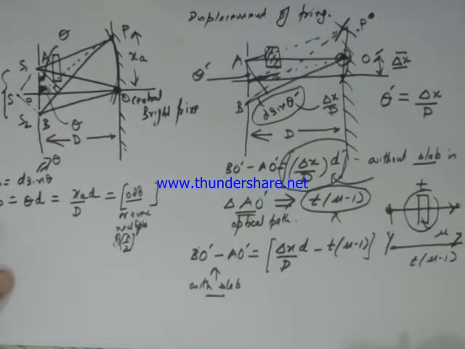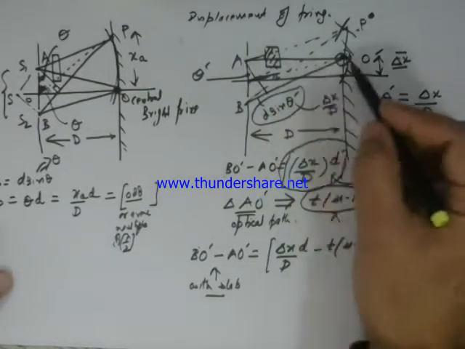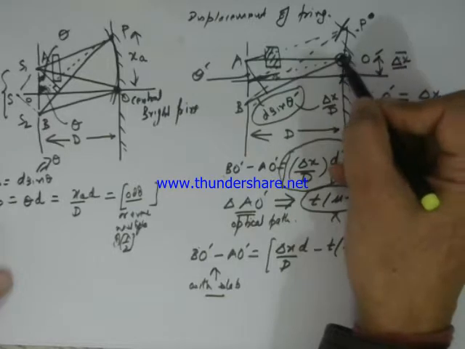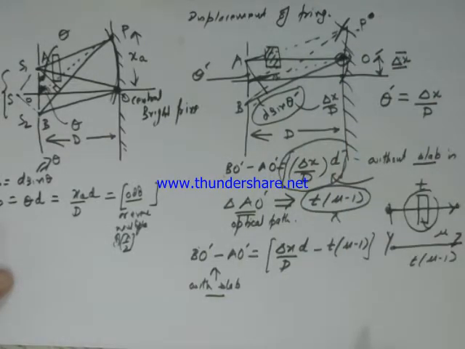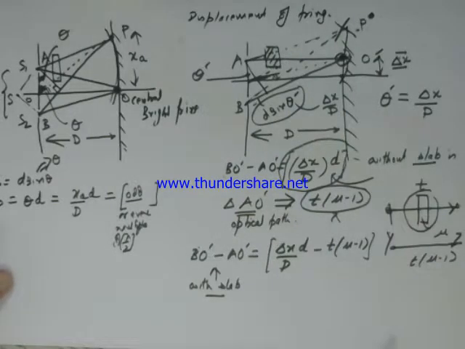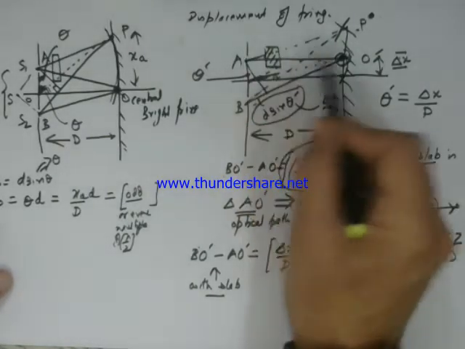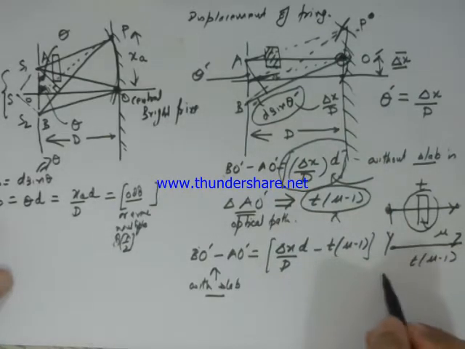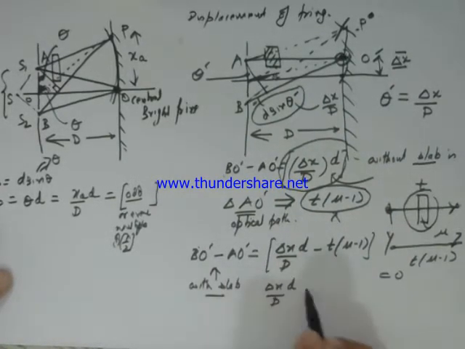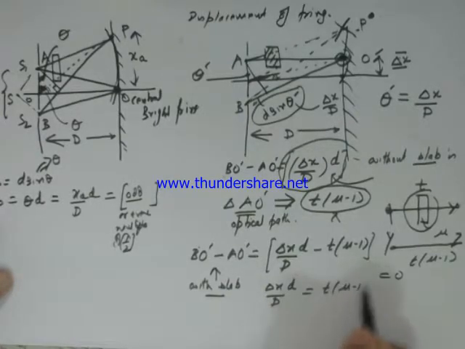The optical path difference between AO' and BO'. As I said, we are choosing O' such a point that with slab there is a central bright fringe there. That is, the optical path difference vanishes here. So this is 0. So Δx d upon D is equal to t times (μ minus 1). So Δx is equal to Dt upon d, (μ minus 1).